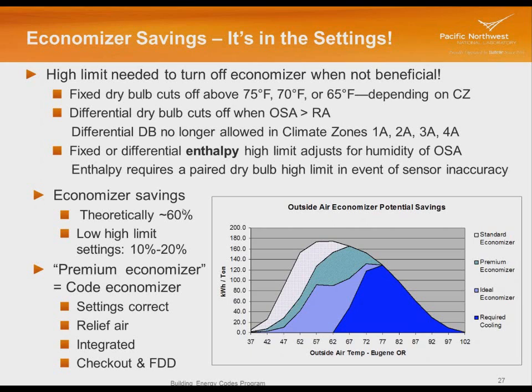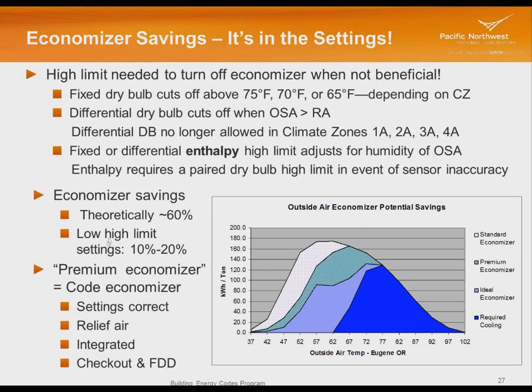So economizer savings, again, why are we doing this? Theoretically, we could save in an older building, and this data is somewhat dated. It's when lighting power densities were higher, and we might be cooling actually down to 40 degrees outside. But theoretically, we might save 60%, maybe today that's more like 50%.